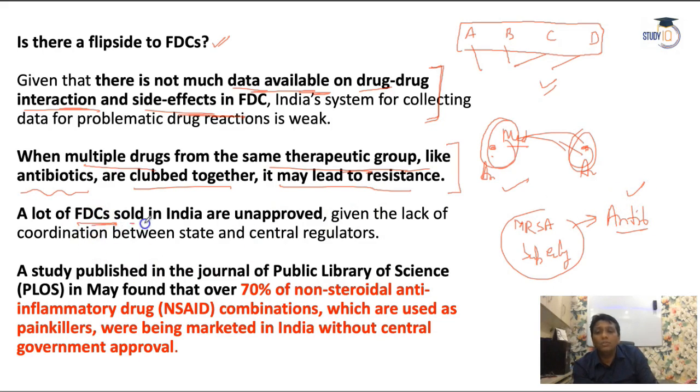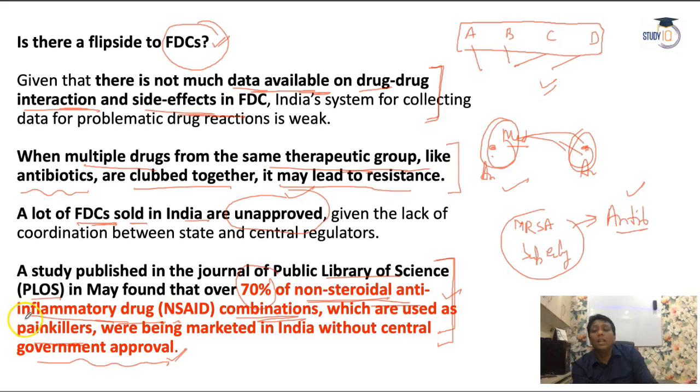Even a lot of FDCs sold in India are unapproved. And there is data, guys. A study was published in the journal Public Library of Science in May 2018. They found that around 70% of the non-steroidal anti-inflammatory drug combinations we use as painkillers do not have government approval. They are in the market and distributed, but government approval is not there. So it is also a misuse of FDCs. Data is given there for these non-steroidal anti-inflammatory drug combinations.